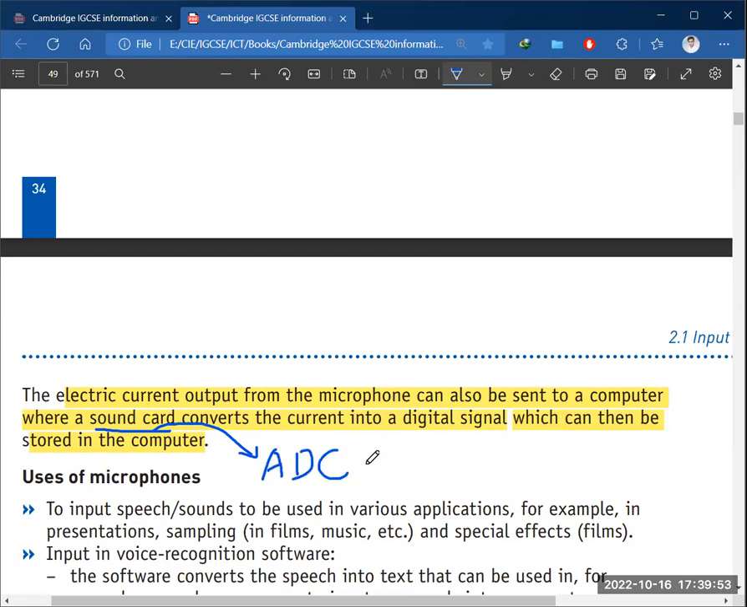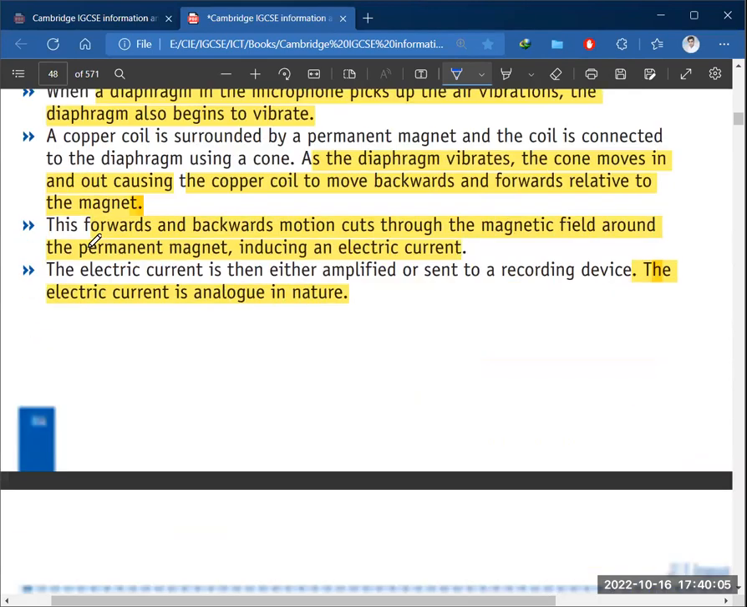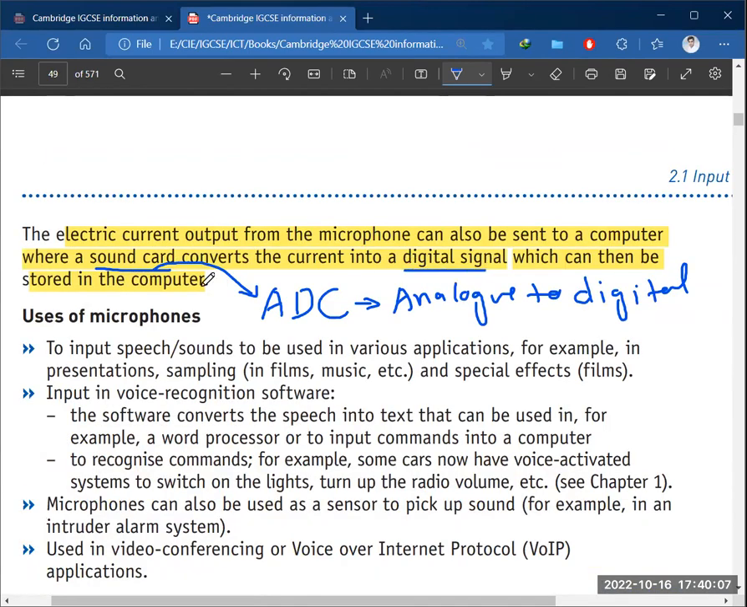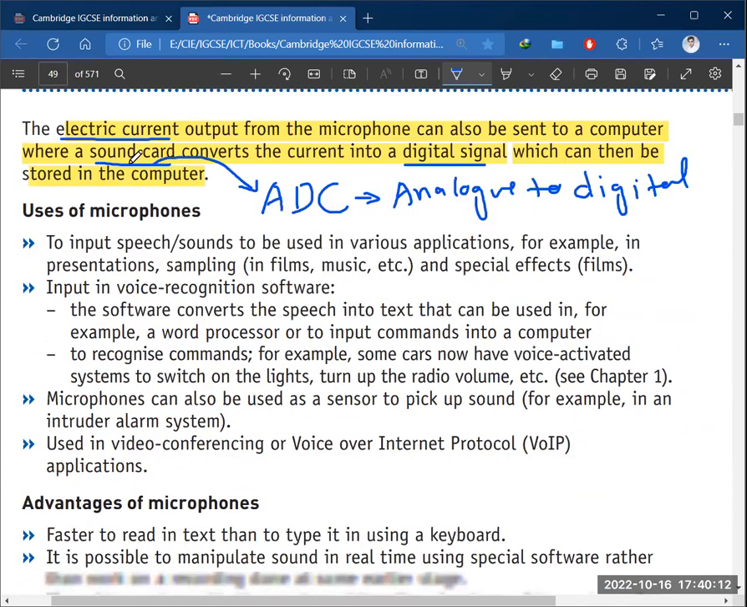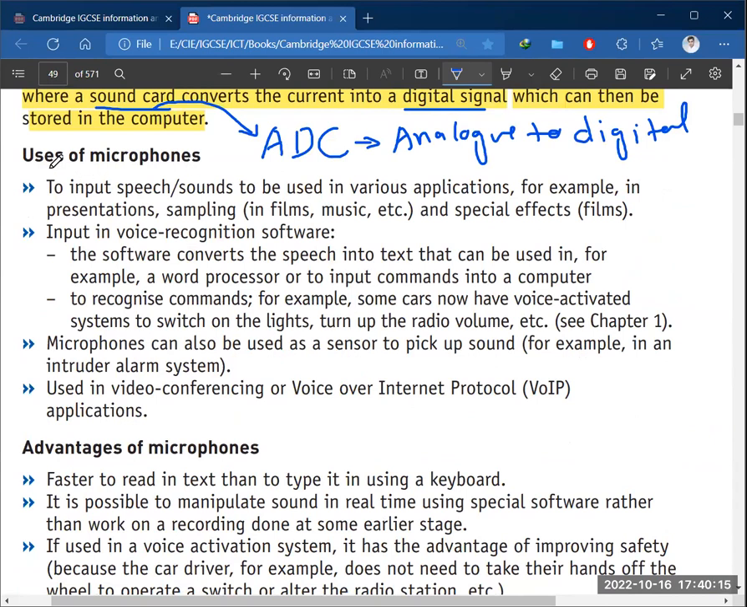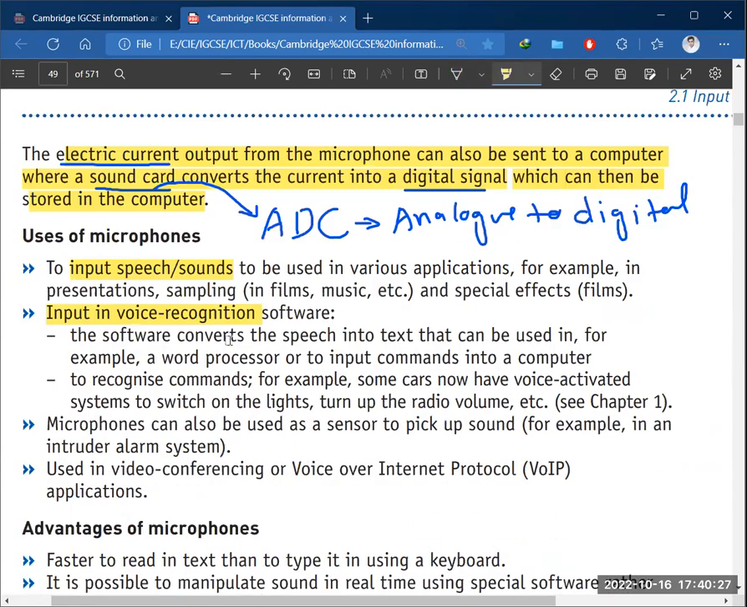Now this sound card here is called analog to digital, because it's converting something which is analog to something that is digital. Okay, electrical signals produced because of the sound are now becoming a digital signal. Electrical signal, electric current to digital signal. Let's look at the uses. Write in your notebook all of these uses, only the ones I'm highlighting.